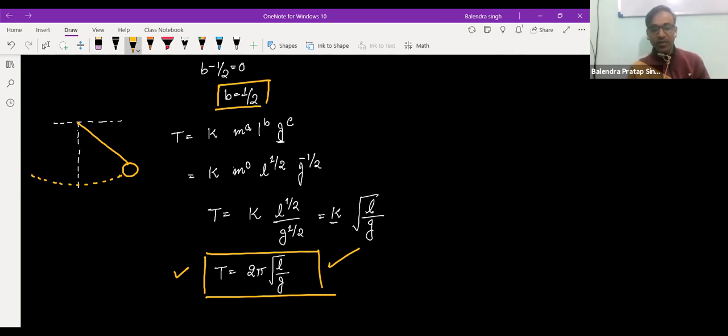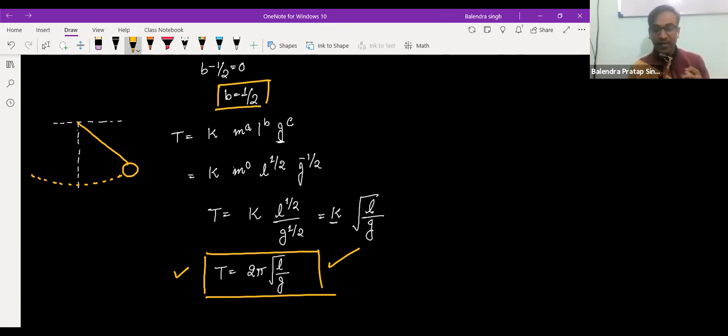These are basically two famous examples: one is centripetal force and the other is time period of a simple pendulum, for finding the relation among the physical quantities. So in today's lecture, I discussed from the very beginning what is a fundamental unit and what is a derived unit. First I discussed 7 fundamental units and 2 supplementary units, and after that I covered 11 or 12 derived units, all the basic and important derived units.